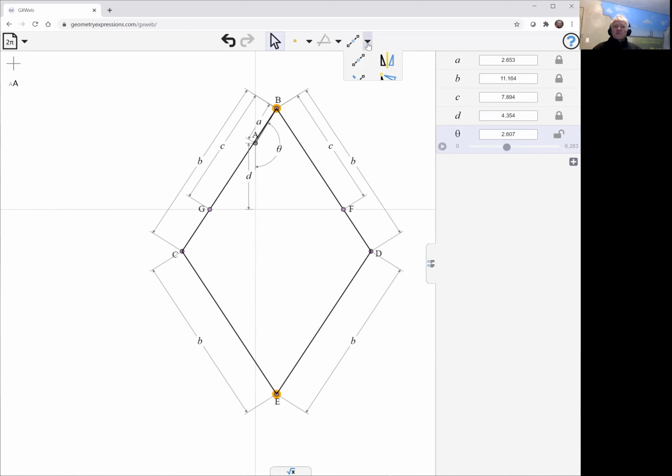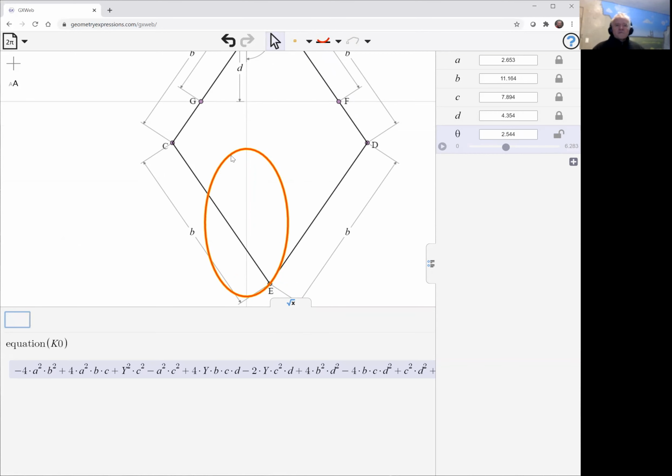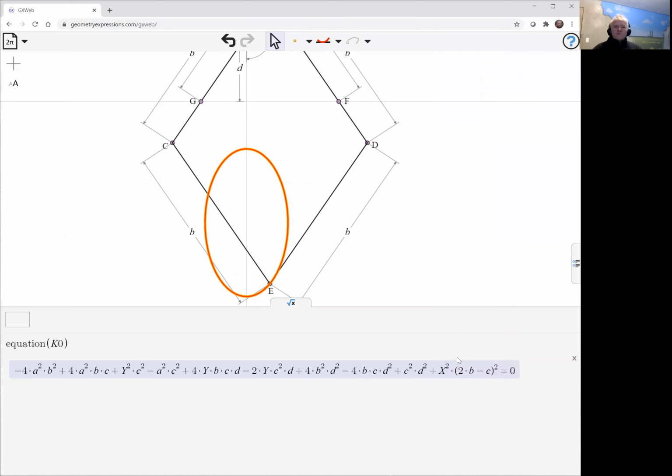And we can ask for its equation. We confirm that it is indeed an ellipse. And there we have the equation of the ellipse.